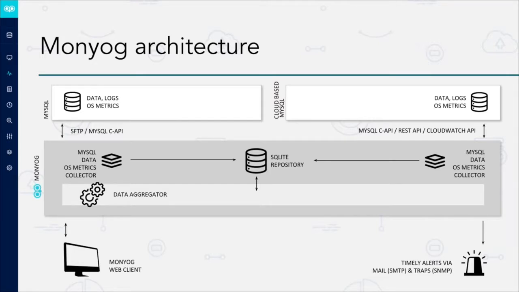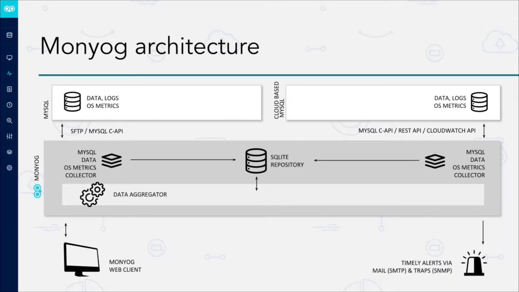Coming to the architecture of Monyog, it is an agentless monitoring tool which connects to the MySQL server using the MySQL C API and monitors it using a fixed set of queries. The MySQL logs and OS metrics for a Linux machine are fetched using an SSH connection from the /proc/stat file. All the data fetched by Monyog is saved in an embedded SQLite repository. So it's an on-premise solution, which stores the data wherever it is installed.